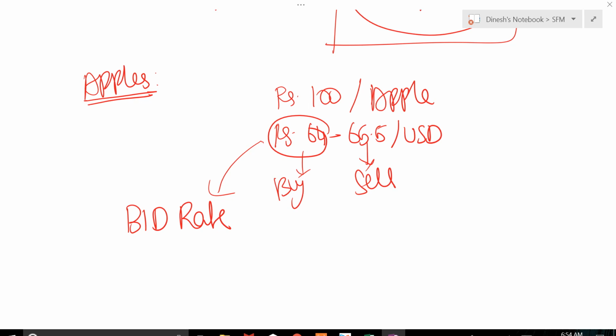Bid rate refers to the rate at which the bank buys the currency. I'm not telling whether the bank buys the foreign currency or the home currency. I'm not bothered about all of that. It only means the rate at which the bank buys the currency.